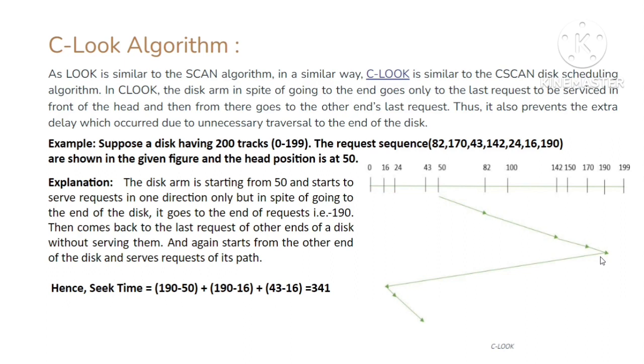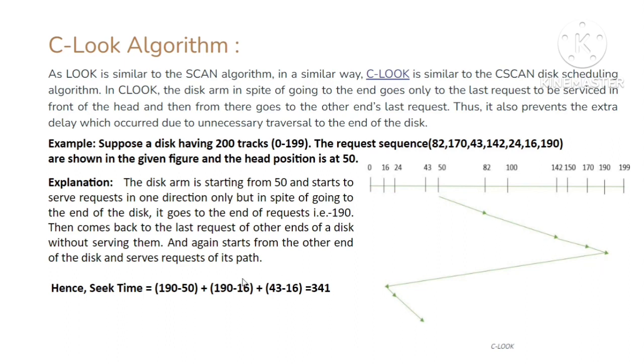It takes the advantages of both LOOK and C-SCAN. With the advantage of LOOK, it goes to the last request, not the last track. With the advantage of C-SCAN, it serves requests in only one direction, and in the other direction it will not entertain any request. In the example, the disk arm starts from 50 and serves requests in one direction only. But instead of going to the end of the disk, it goes to the last request, that is 190, then comes back to the last request at the other end of the disk without serving any, and again starts from there and serves requests on the path. It will go only up to the last request.